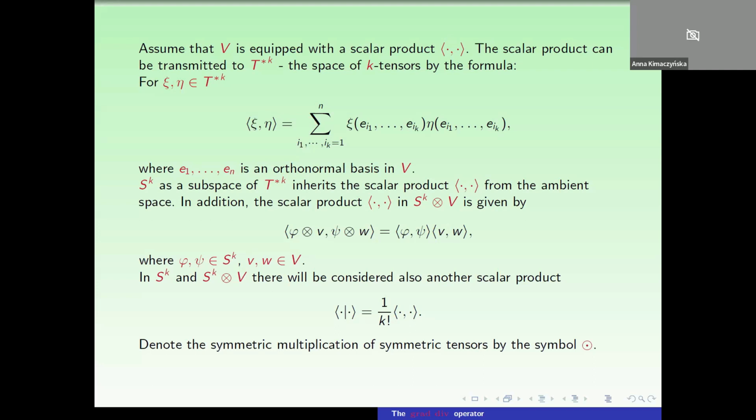In addition, the scalar product in Sk times V is given by such equation, where phi is from Sk and v is from V. In Sk and Sk times V, we here consider also another scalar product. This scalar product is given by the previous one, and we denote by that symbol the symmetric multiplication of symmetric tensors.